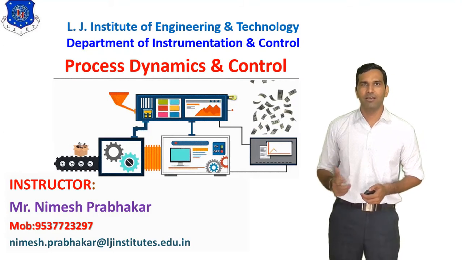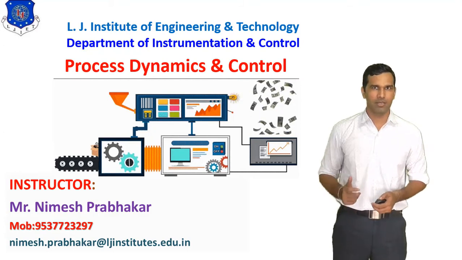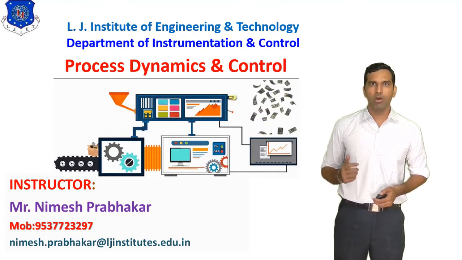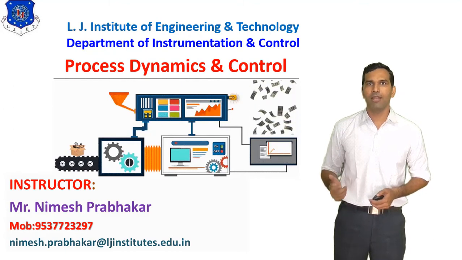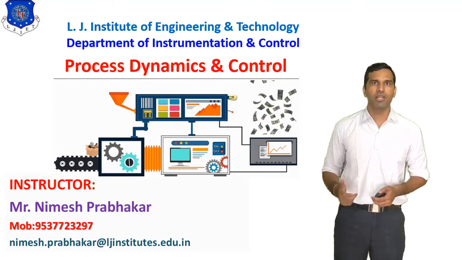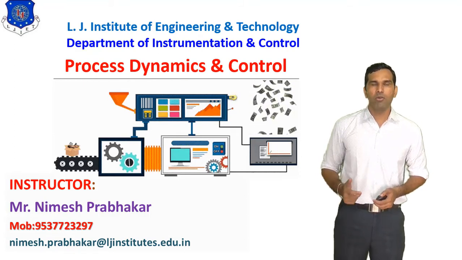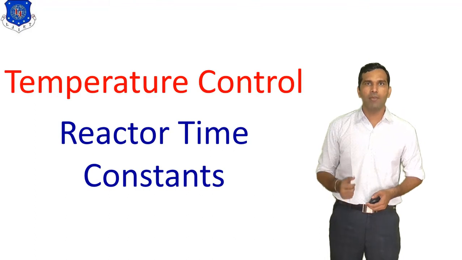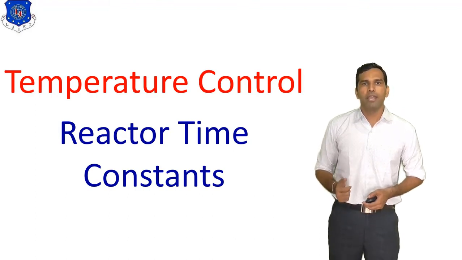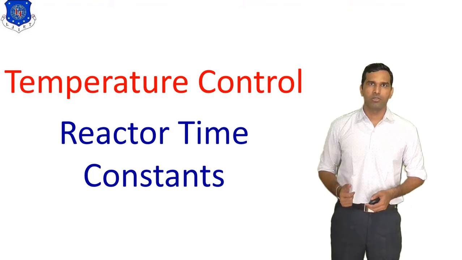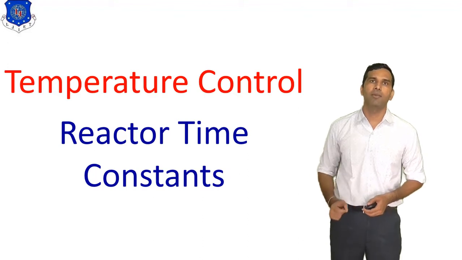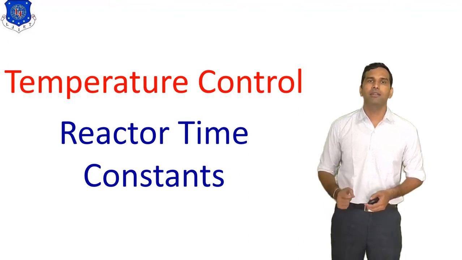In my previous lecture, we discussed the rate of reaction and the factors affecting it. There are different types of factors that affect the rate of reaction, like temperature and size. Now in this lecture, we discuss temperature control, and after that the reactor time constant. So now we start temperature control.